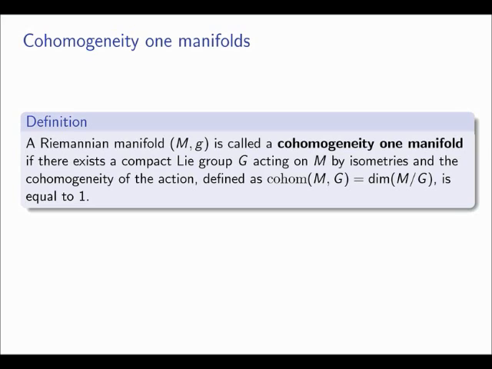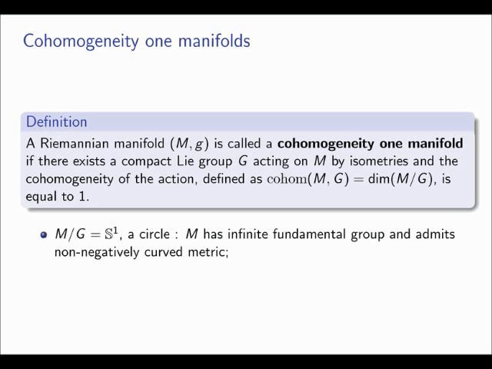This just means that if you look at the orbit of a point, it is a hypersurface in your manifold. If you have cohomogeneity equal to 0, this is exactly the homogeneous space. So you can see cohomogeneity as a generalization of the homogeneous space. Some people call a cohomogeneity one manifold almost homogeneous. Okay, so now we look at the orbit space.